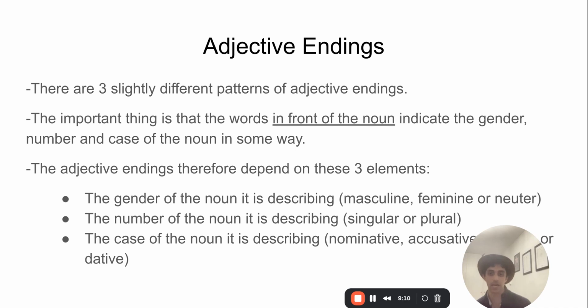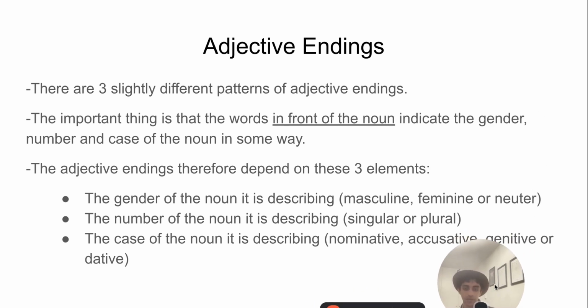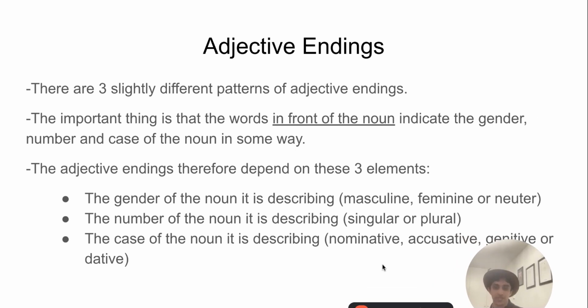If there's a definite article there, then usually the definite article, the word for the, will do that. And therefore the adjective no longer has to. But if there isn't a definite article in front of the adjective, then it's down to the adjective normally to show the gender, number, and case of the noun through the adjective's own ending. As we'll see, the adjective endings do depend on these three elements: the gender of the noun it describes, whether it's masculine, feminine, or neuter; the number of the noun, whether it's singular or plural; the case of the noun it's describing, nominative, accusative, genitive, or dative.